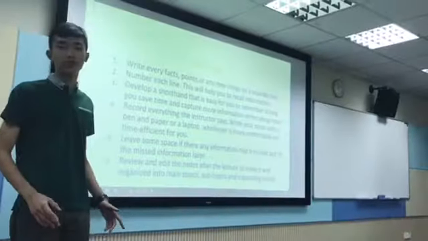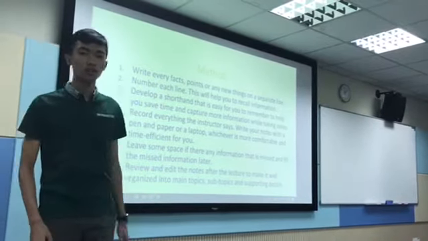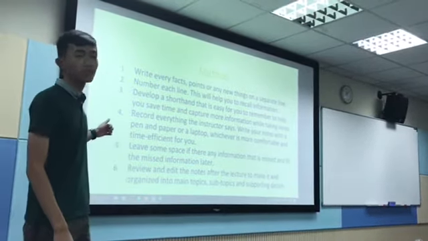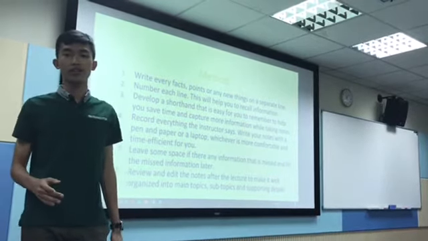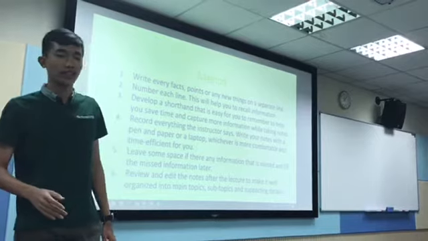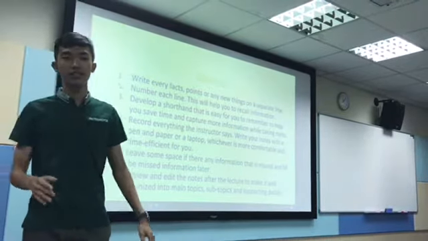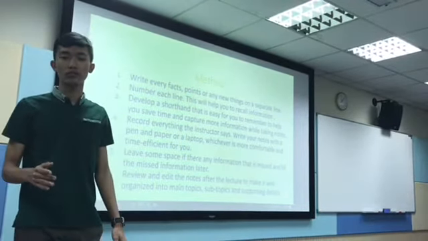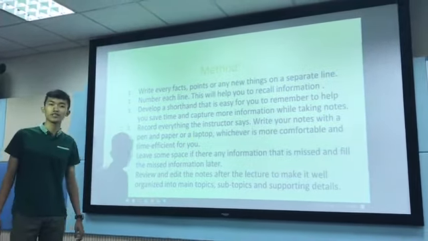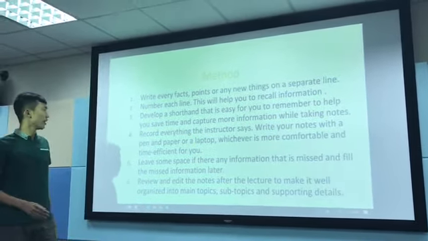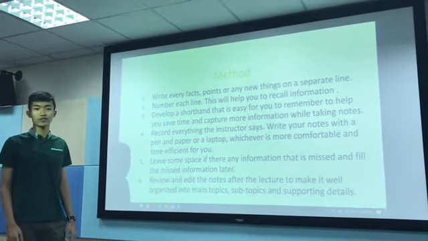Okay, now I'm going to talk about how to do the sentence method. The first one, write every fact, new information or point on a separate line. The second one is number each line, which will help you recall the information. The third one, develop a shorthand that is easy for you, to save time and capture more information while taking notes.